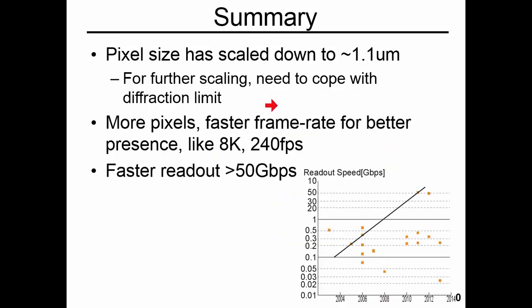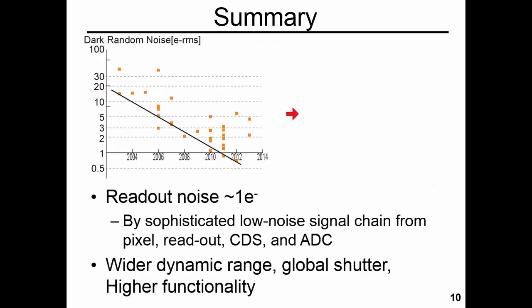More pixels and faster frame rate give better presence, like 8K videos. But to realize that, one of the key issues is faster readout speed. At this moment, 50 gigabit per second readout speed has already been reported. Low noise characteristics are very important as well. So right now, one electron or below one electron readout noise has been reported by sophisticated low noise signal chains using low noise pixels, low noise readout circuits, correlated double sampling, and low noise column parallel ADCs.